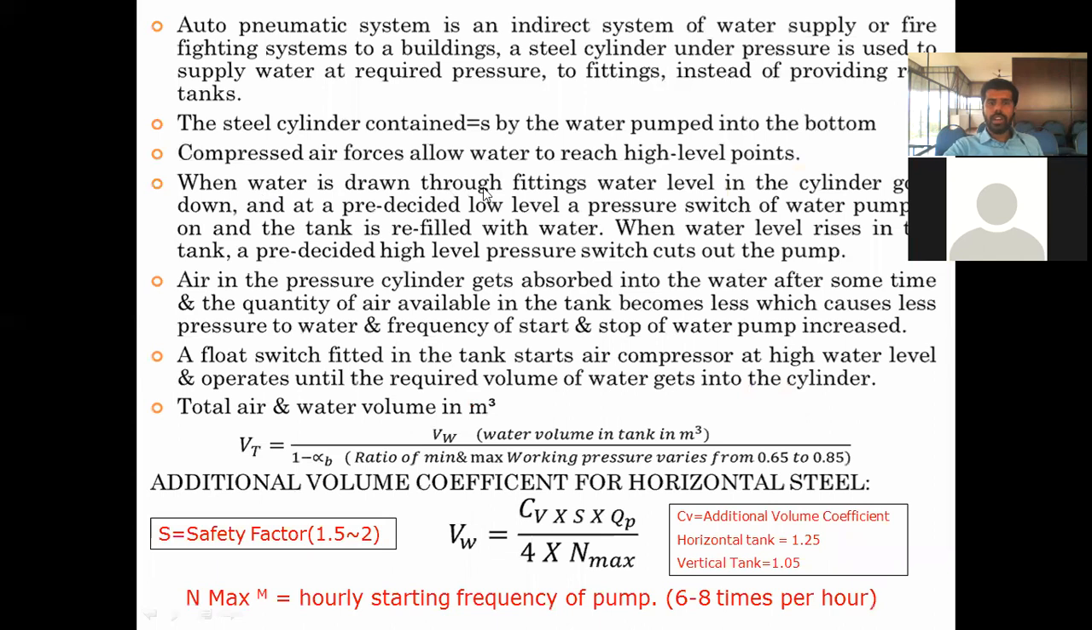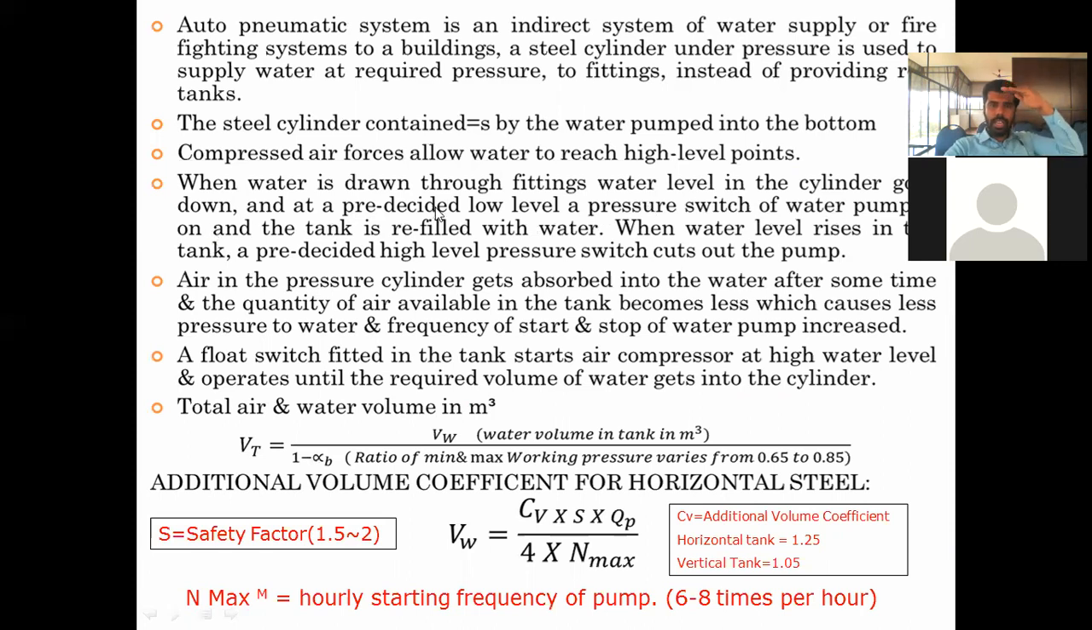Okay, so when water goes through the fittings, the water level in the cylinder goes down, and at a pre-decided level we can set the pressure, with the help of a pressure switch. Okay, and if it goes below that pressure, the pump will start. If it goes above that, or reaches that level, it will stop the pump, or the compressor.